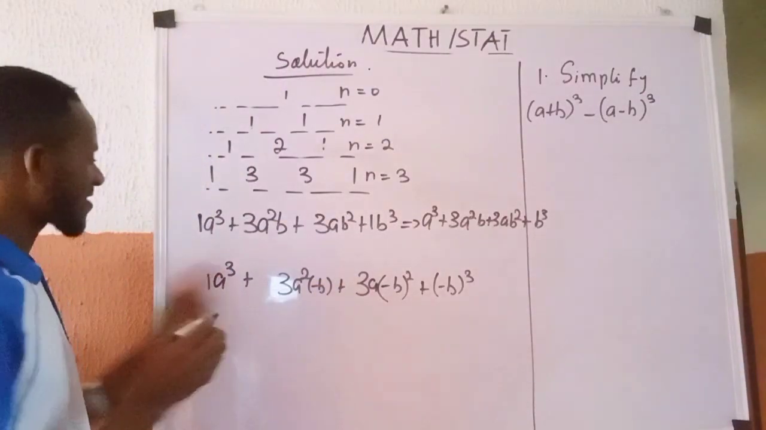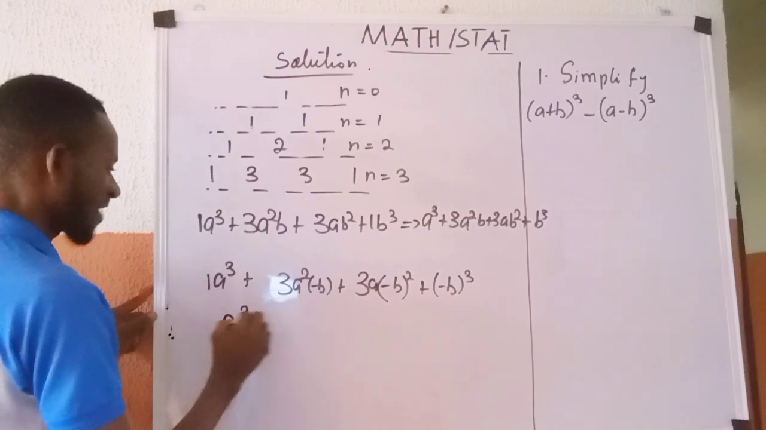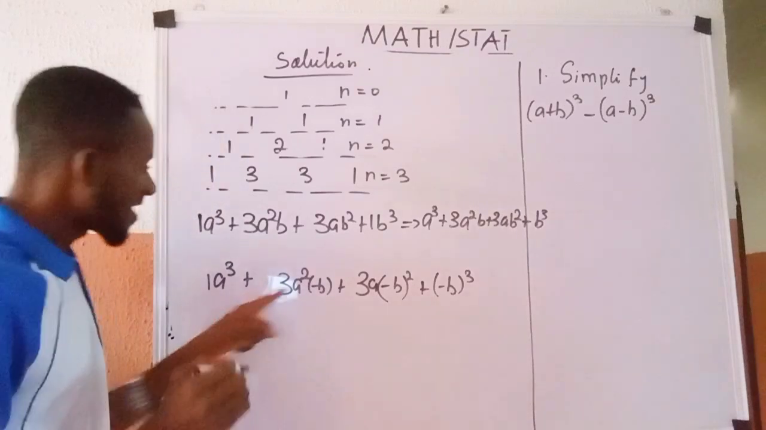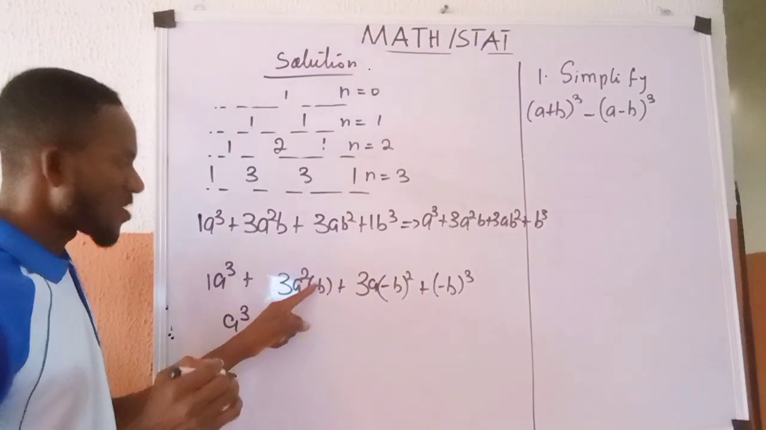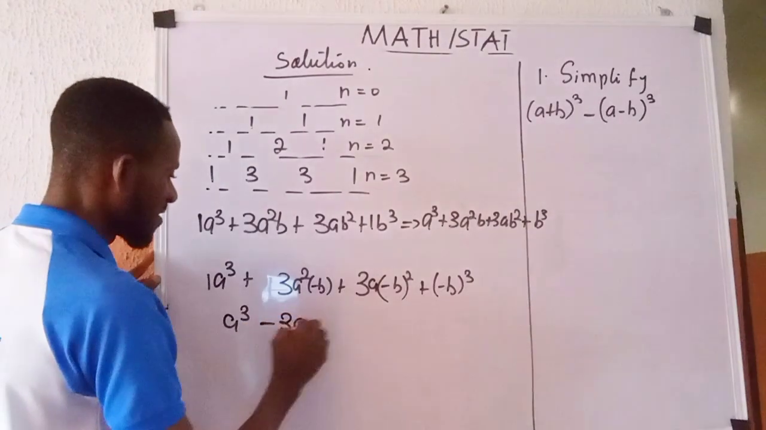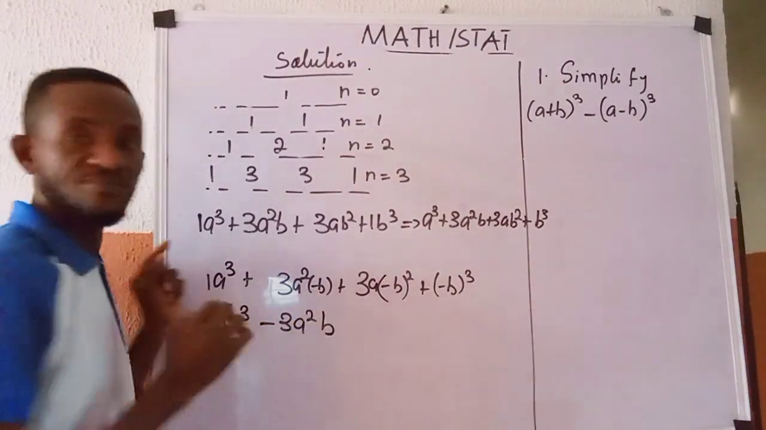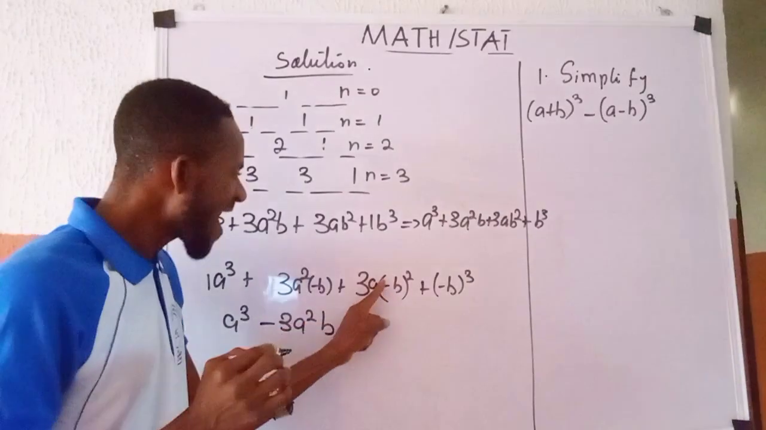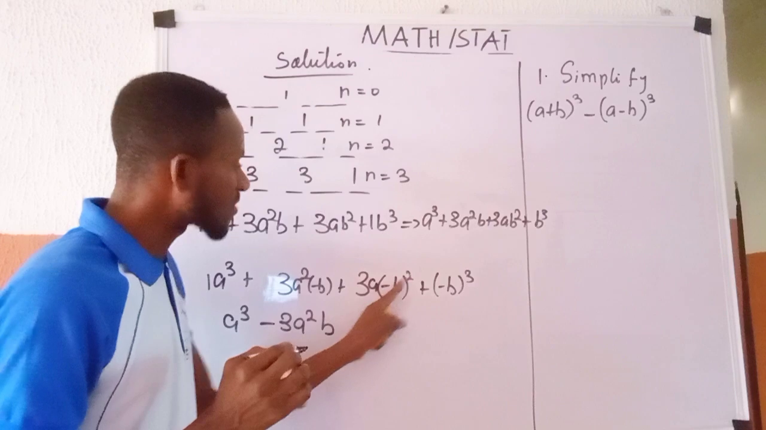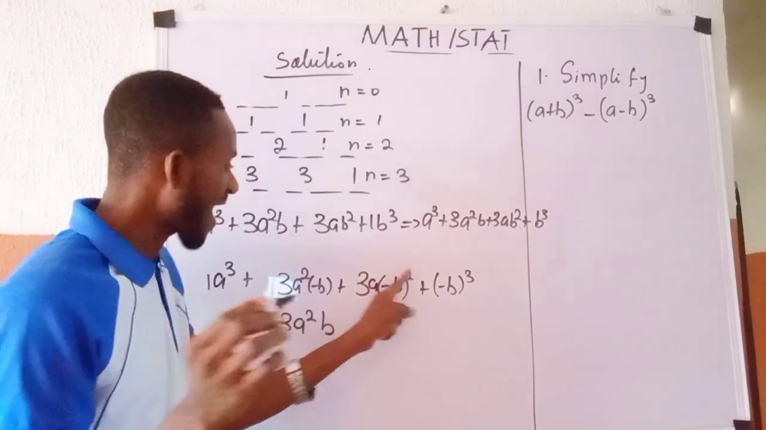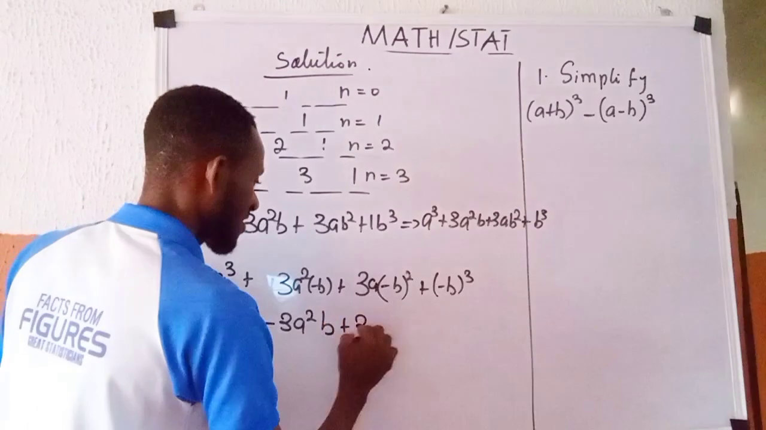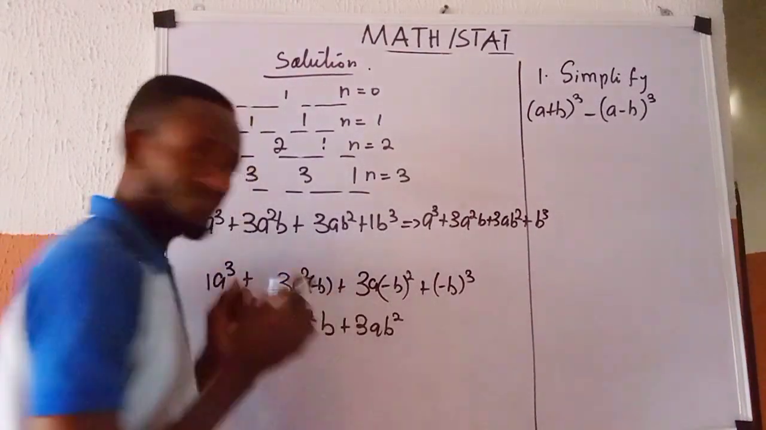And by so doing, 1 times A raised to power 3 will give you A raised to power 3. Then we should be careful here. Our carefulness begins here: this is minus. When this minus multiplies this positive, it becomes minus. So I have minus 3A raised to power 2 B. Then I come over here. Here is minus inside the bracket, and this has a square on top. So this minus squared will change to positive, and that positive will multiply this to return positive. So I have plus 3AB raised to power 2.